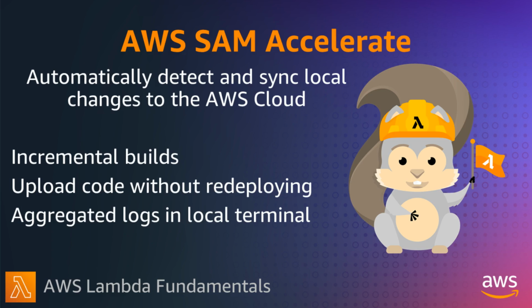SAM Accelerate allows you to speed up the time it takes to see your local changes in the cloud for testing and validation. SAM Sync does an initial deploy and then waits for any changes. When you update your code, it only rebuilds what has changed and then uploads your code directly to the Lambda service rather than having to wait for a full CloudFormation deploy. This means you can test your functions in the cloud at the speed of local development.